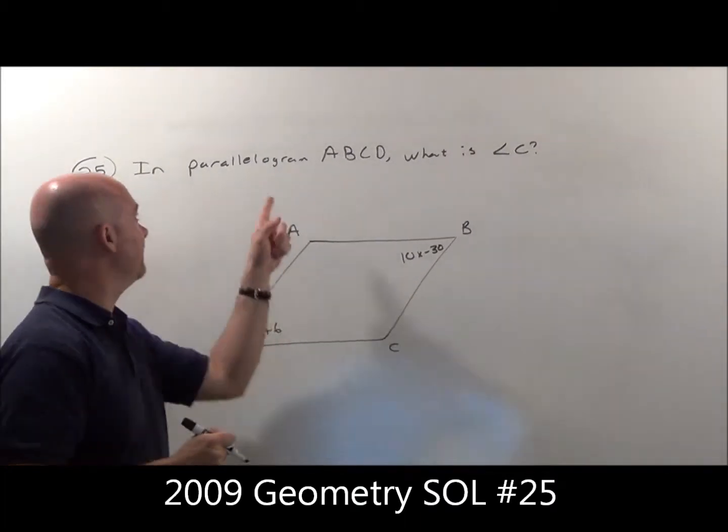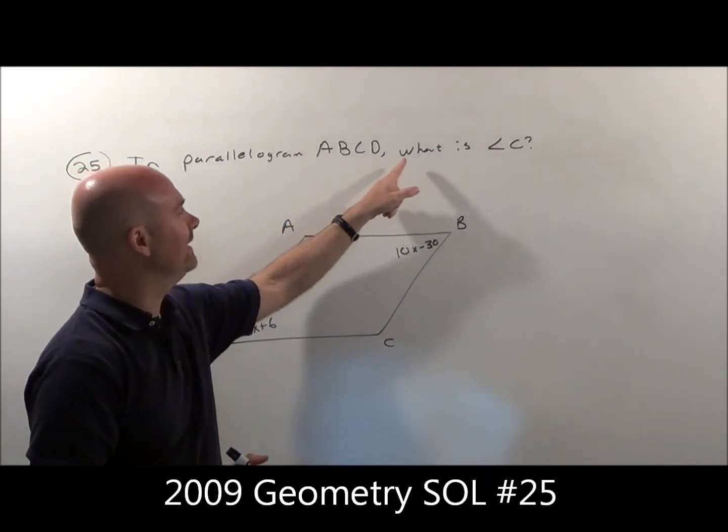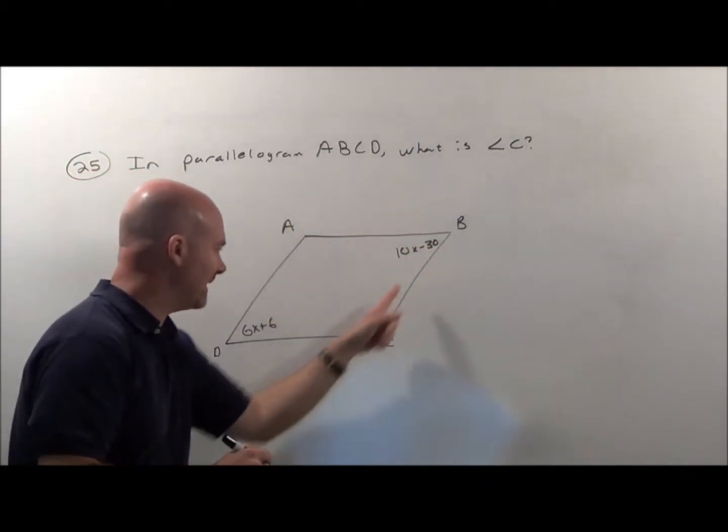Here we go with problem 25. It says, in parallelogram ABCD, what is angle C? So here's the parallelogram they gave us.